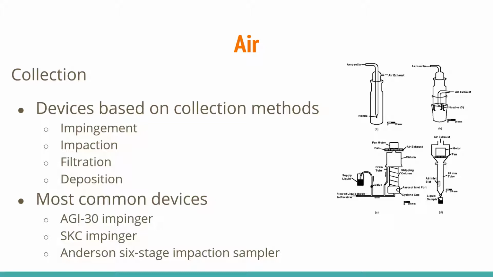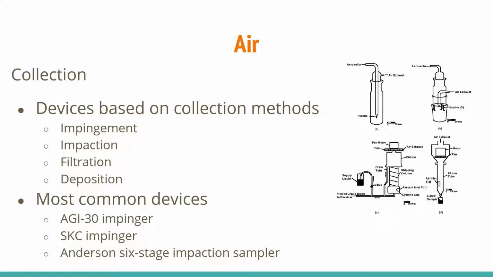Choosing a device for air sampling collection is dependent on the type of collection method you wish to use. Impingement involves trapping of airborne particles in a liquid matrix. Impaction involves the forced deposition of airborne particles on a solid surface. Filtration is the process of trapping of airborne particles by size exclusion. And deposition involves the collection of airborne particles using only naturally occurring deposition forces.